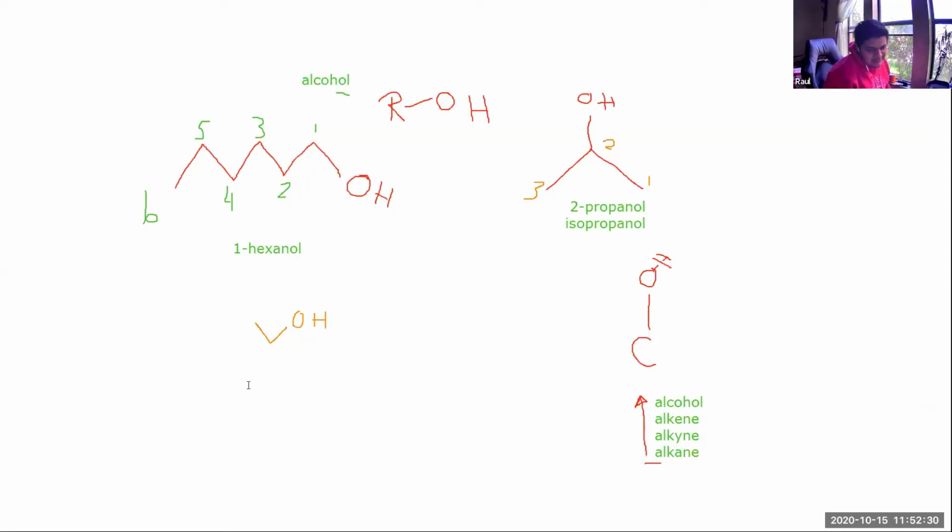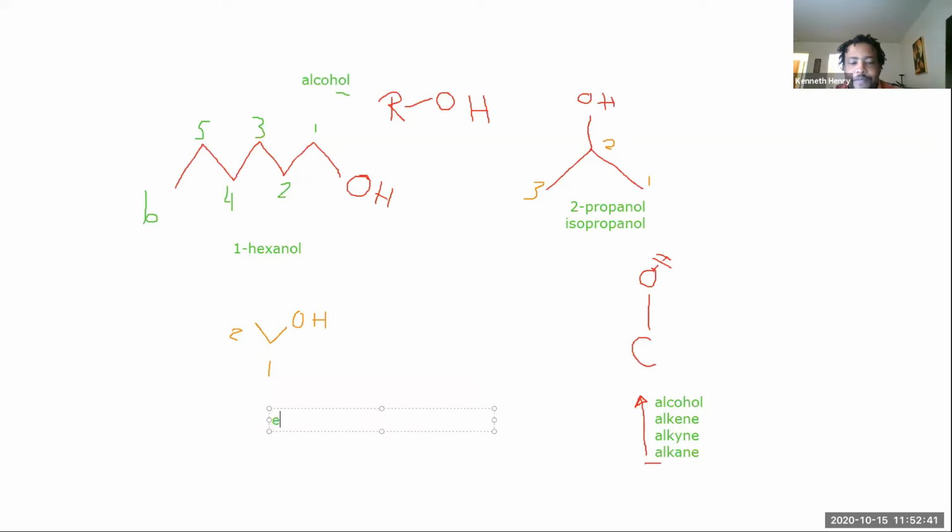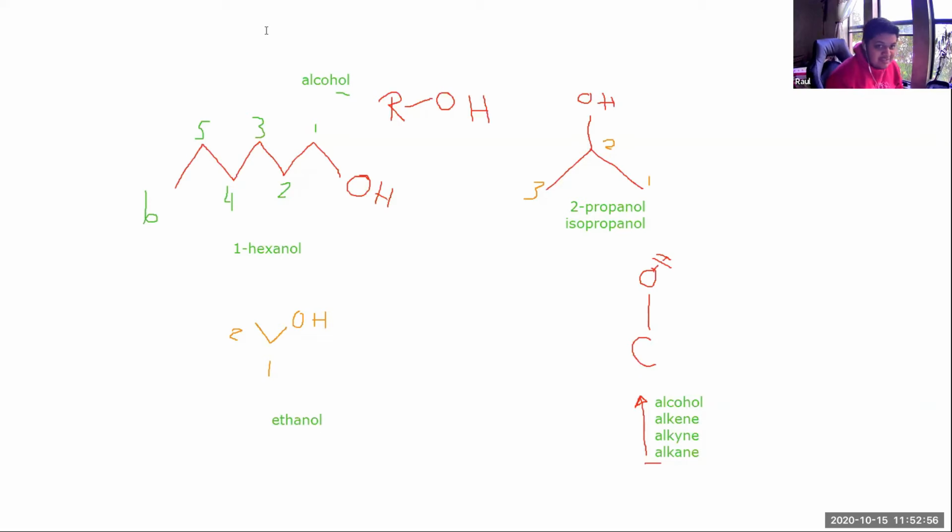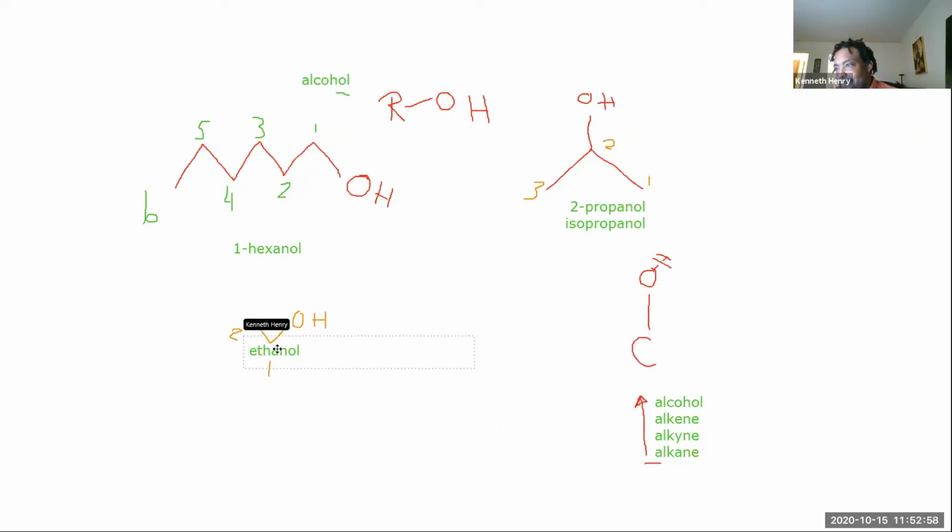Methanol? How many carbons do we have? 2. 1, 2, right? So it's ethanol. Now the person that said methanol, you don't want to be drinking methanol. Methanol is wood alcohol, and it causes you to go blind and get hairy palms. So this guy is called ethanol. Methanol looks like this.